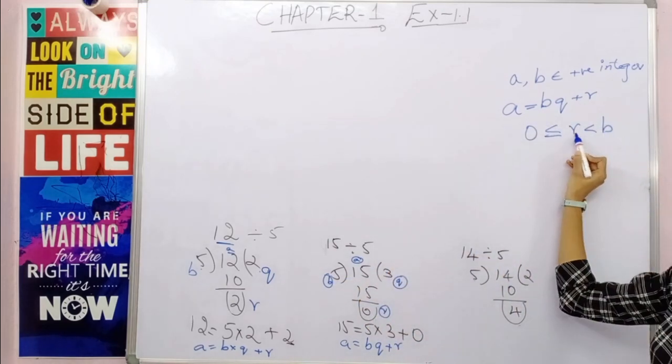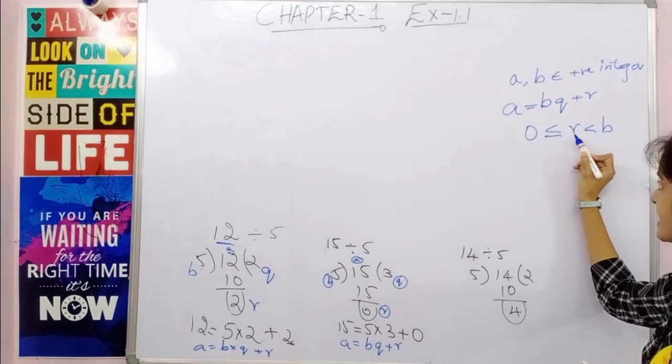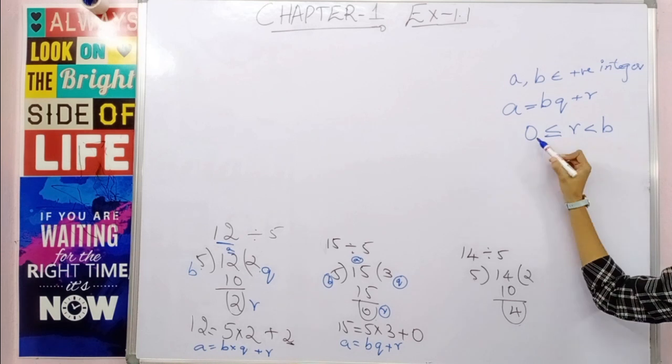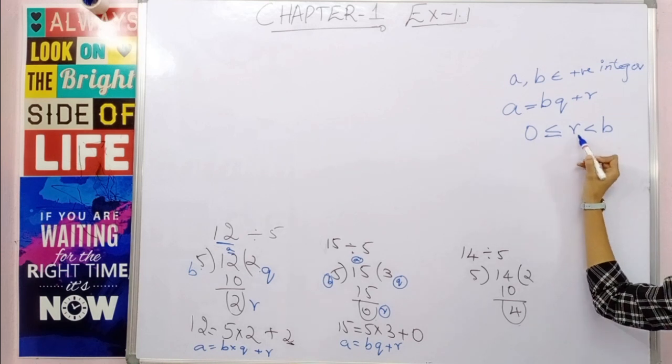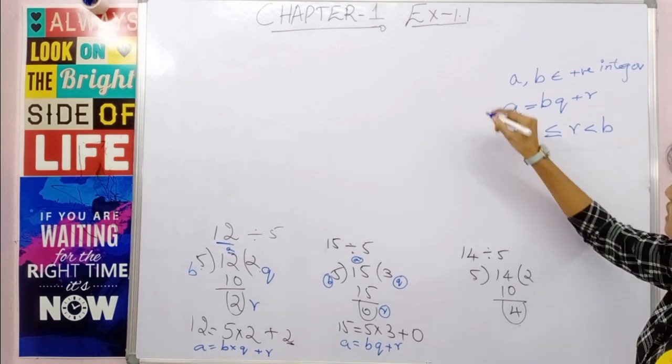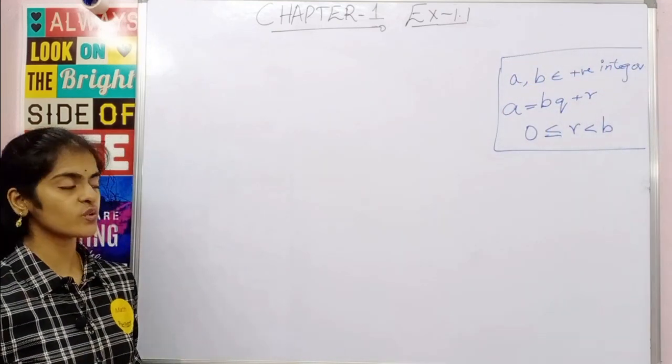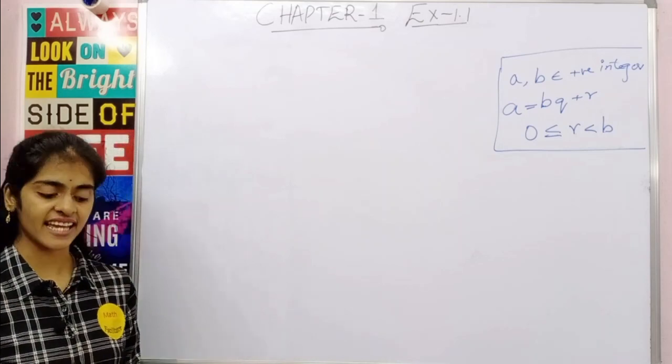So always the remainder can be 0 or greater than 0, but it is less than the divisor. So 0 should be less than or equal to R, which should be less than B. This is nothing but Euclid's division lemma. Using this Euclid's division lemma, you can find the HCF of numbers.